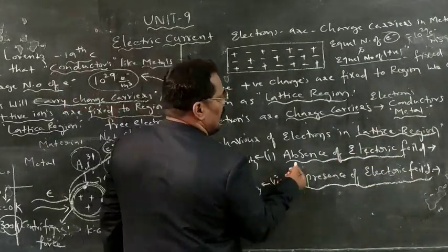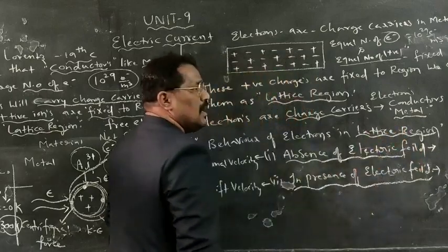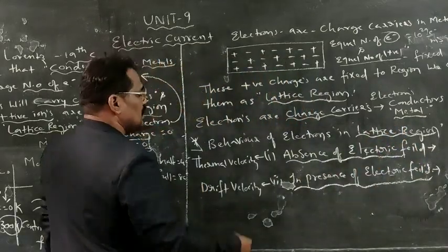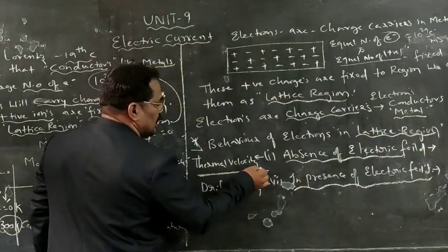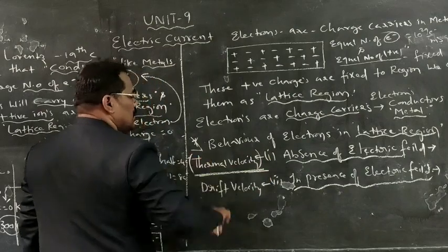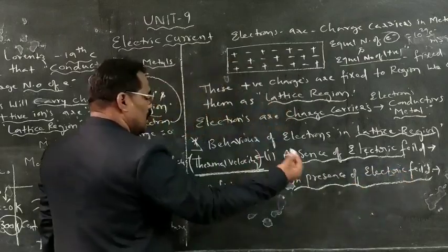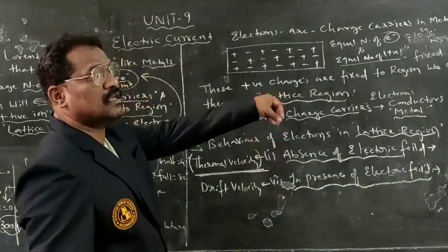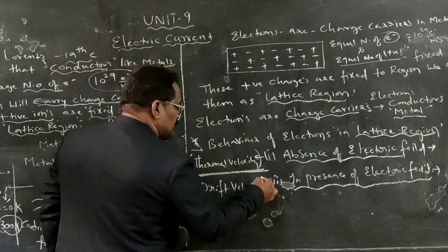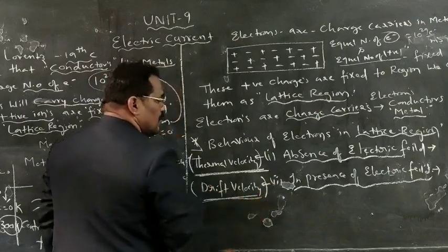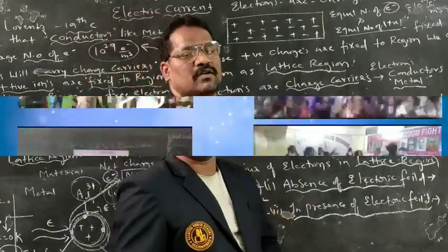By the absence of an electric field, how the electrons are behaving results in one velocity. That velocity is nothing but what? Thermal velocity. And in the presence of an electric field, what the electrons are experiencing can be explained by a concept called drift velocity.